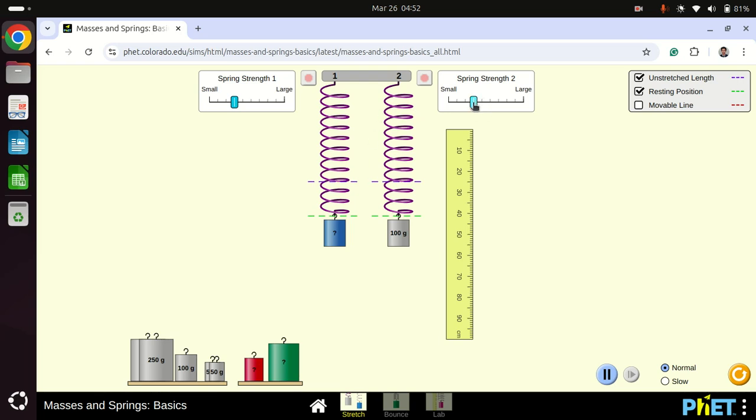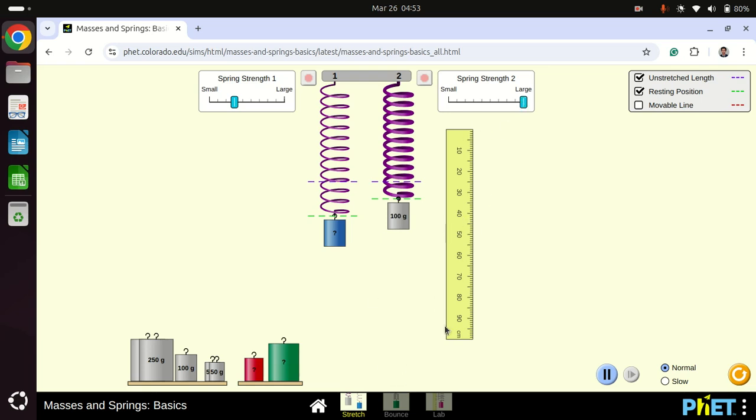Now here you can see you can change the k value, that is the spring constant. You can change from here and you can see how the effect is there. So for the same mass, if I decrease the spring constant, you can see the extension is more for the same force or same mass. Okay, if I increase this spring constant, the extension is smaller.